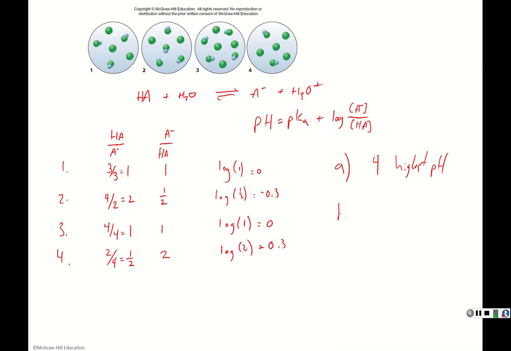Which has the greatest capacity? Well, remember, capacity is based on concentration. So the highest concentrations were in scene 3. We had 4 over 4 instead of 3 over 3 that's in scene 1. So that right there would be the highest capacity.